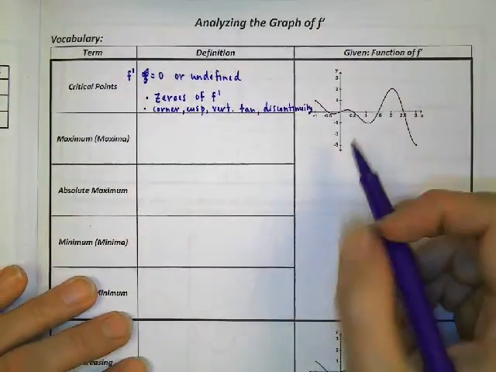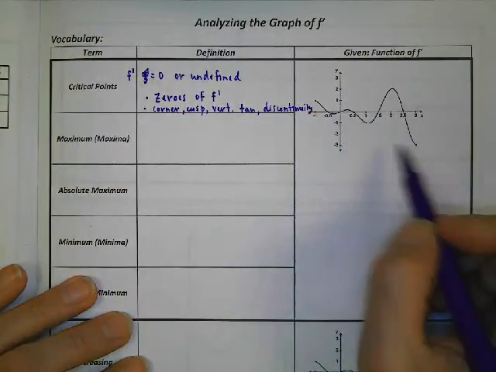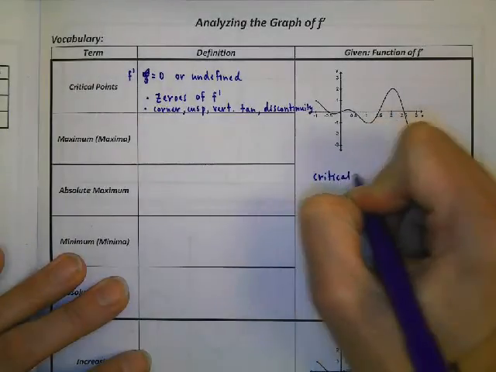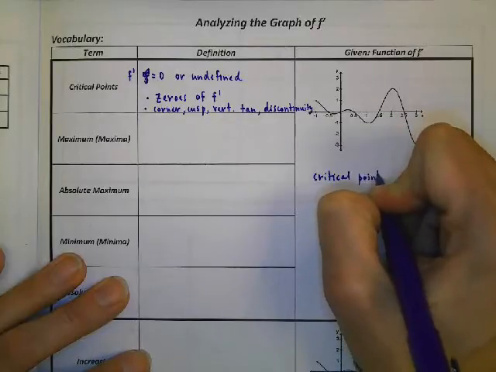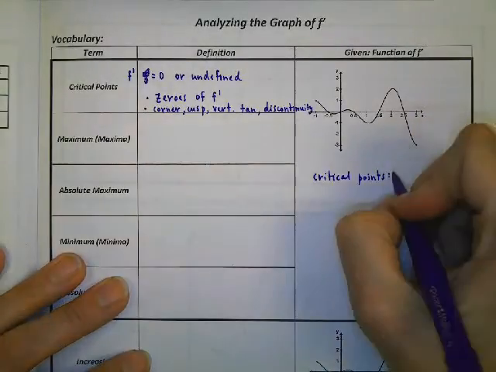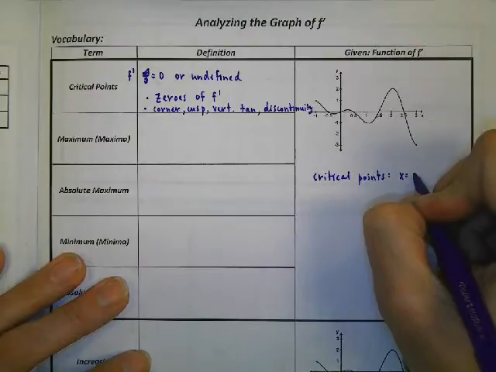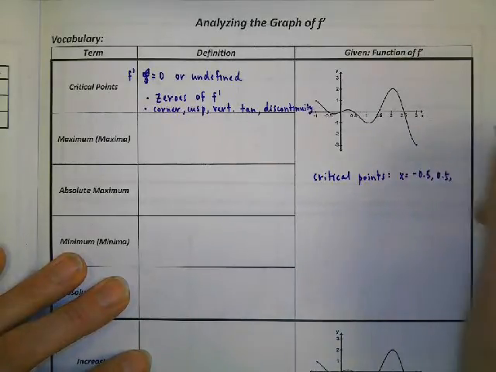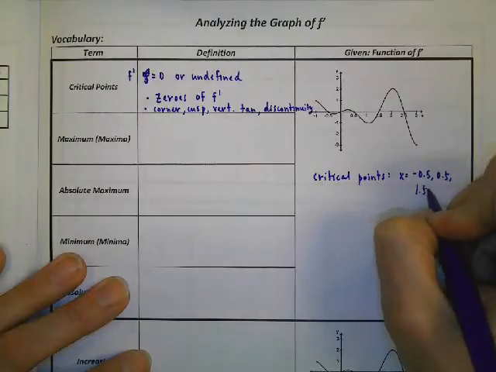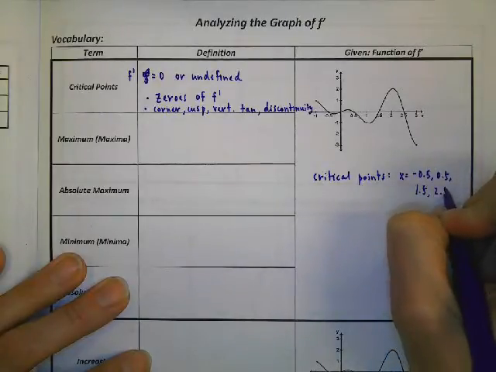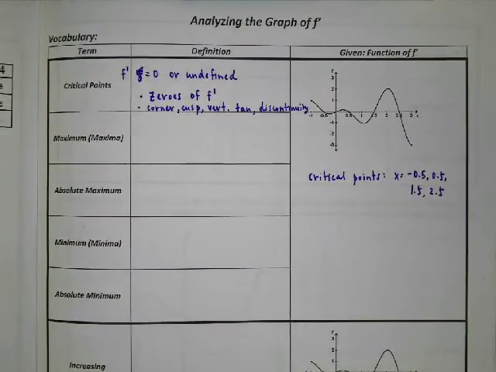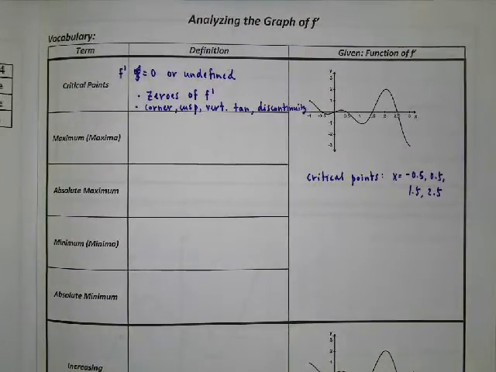Okay, sorry, I squeezed that in. So now we have a pretty smooth curve here. So our critical points are just going to be the zeros of f prime. So I'm going to have negative 0.5, 0.5, 1.5, and 2.5. Okay, so that's our critical points.